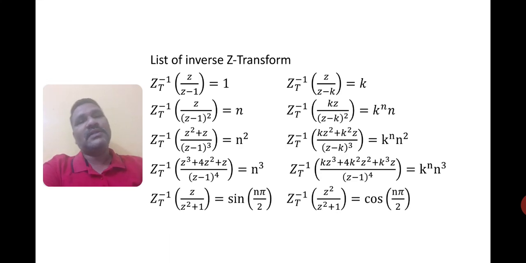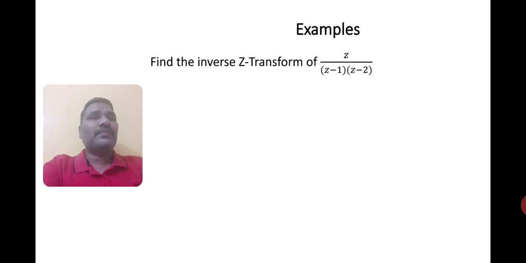This is important. Inverse Z transform of z divided by z square plus 1 is equal to sine n pi by 2. Inverse Z transform of z square divided by z square plus 1: what is the difference here? In the numerator z square is there, so we will get cos n pi by 2. Now find the inverse Z transform of z divided by (z minus 1)(z minus 2).